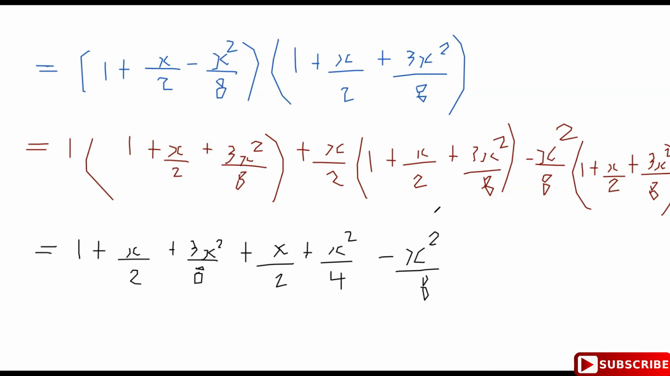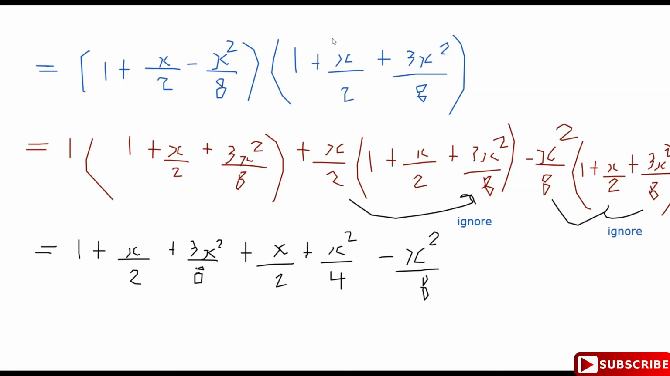So notice I ignored this. I didn't multiply them. Ignore that because that's an x cube. We only want to expand up to square. And over this side, notice what we ignored. We ignored multiplying the x squared times this, and we ignored multiplying x squared over 8 times this. We ignore those because that won't give us any x squared.